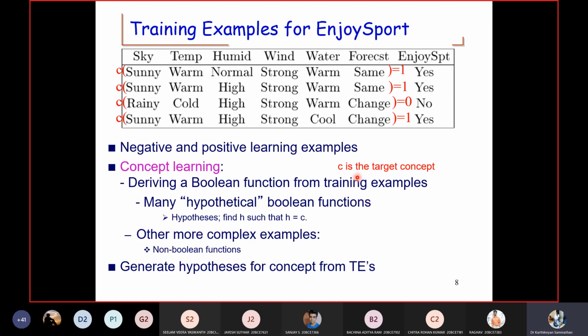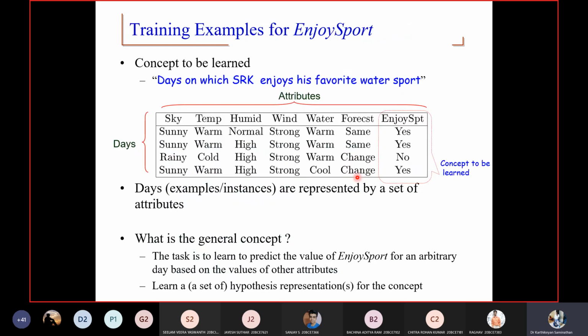In order to achieve this, we are introducing two parameters. One is the general hypothesis, another is the specific hypothesis. The general hypothesis is always represented with the question mark, and the specific hypothesis is represented with this phi. Now the concept here is days on which SRK, Shah Rukh Khan, enjoys his favorite water sports. When he will enjoy, you can say instances 1, 2 and 4.